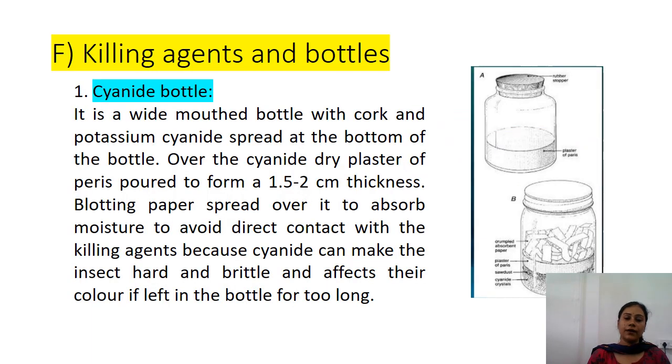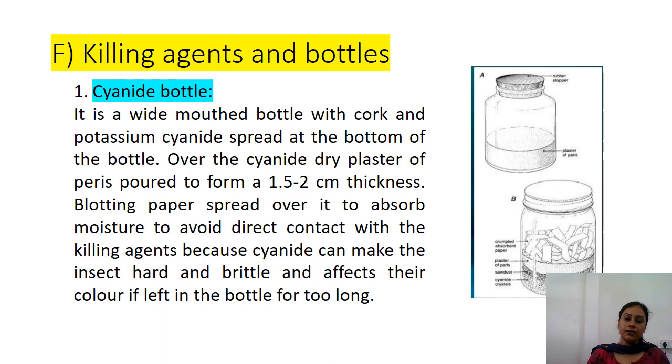The sixth collecting tools include killing agents and bottles. We have many kinds of killing agents and killing bottles we can prepare. The number one kind of killing bottle is the cyanide bottle. It is a wide-mouthed bottle with a cork and potassium cyanide spread at the bottom of the bottle.